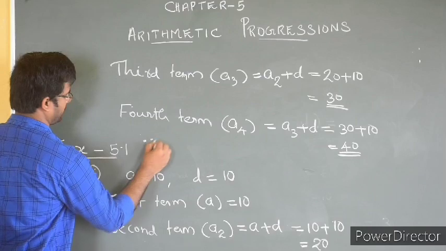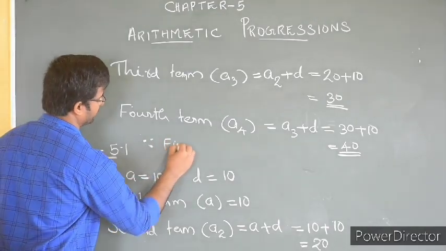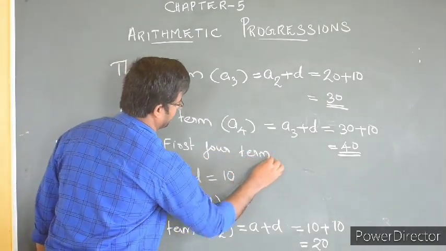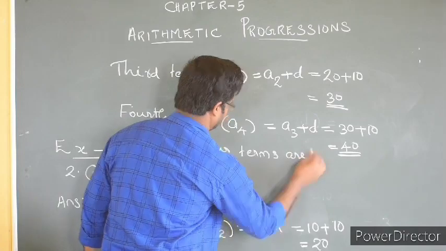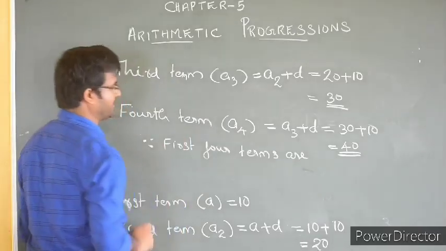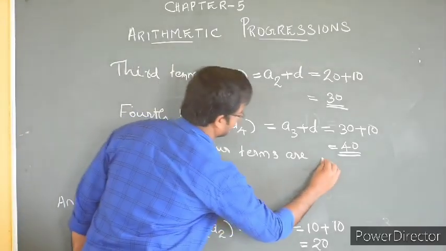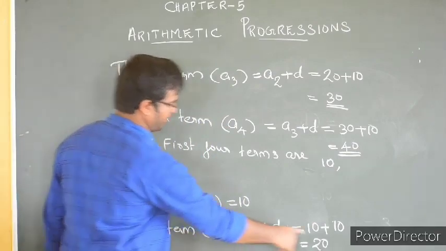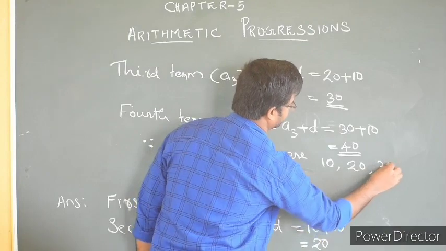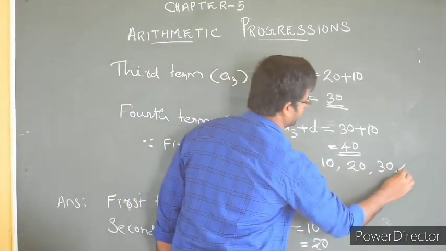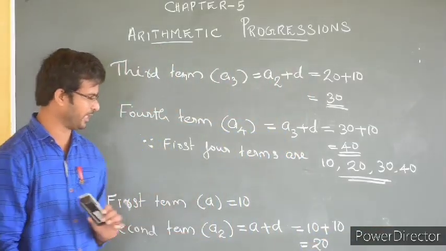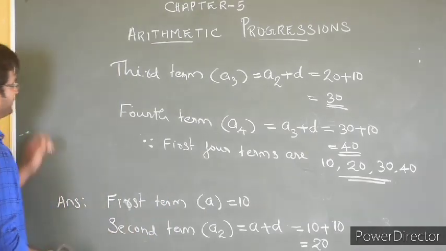Therefore, the first four terms are, first term is 10. Second term we already got, that is 20. Then the third term is 30. Then the fourth term is 40. This is our first four terms of the required arithmetic progression.